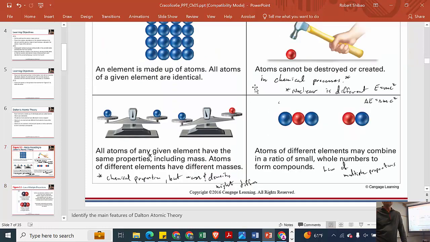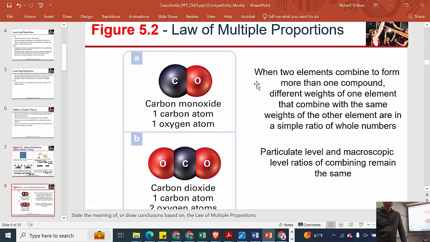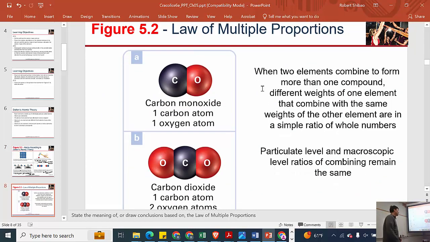So this was good evidence in support of atoms. Because if you didn't have atoms, then we should be able to mix these in any ratio we want. There should be nothing limiting what ratio we get.